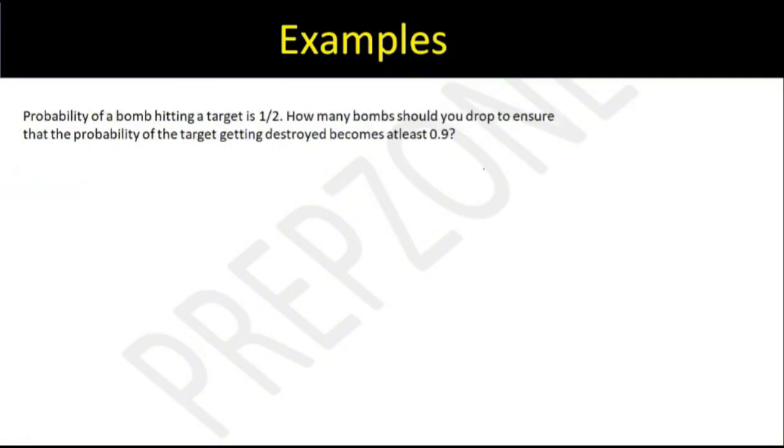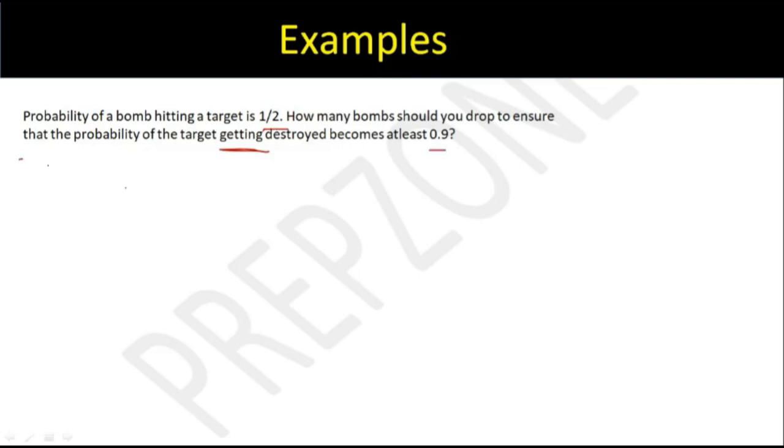Next question, try this. Again, I'll give you 30 seconds and I expect an answer in 30 seconds, else I'll move on. Very simple question. How many bombs do you drop to ensure the probability of destroying the target? See, you have to destroy the target, right? Once you throw a bomb, the probability of it hitting is 1 by 2. You want the probability to be 1.9.